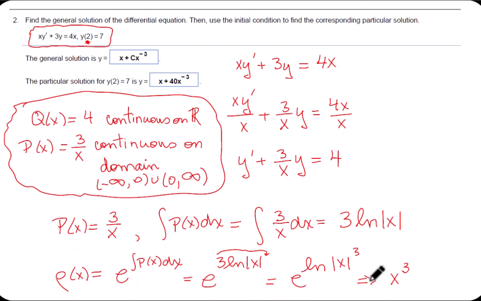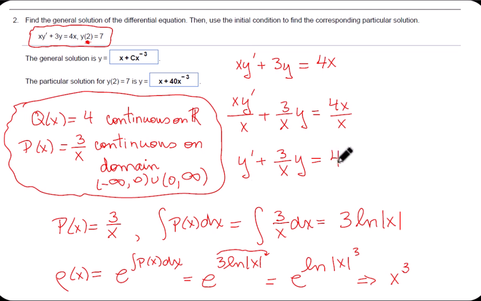In question 2, we have xy prime plus 3y equals 4x. We have y at 2 is equal to 7. The 2 is important, and you're going to see why in just a moment. Looking at it in this format, that's not what we need. So I divide both sides by x all the way through. And so finally, I get it into a format that we're going to be able to use our integrating factor on.